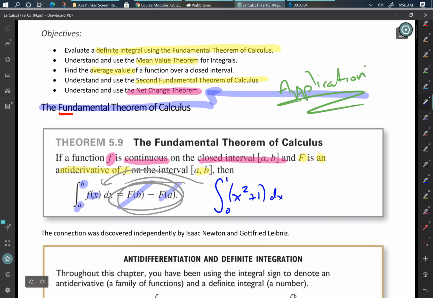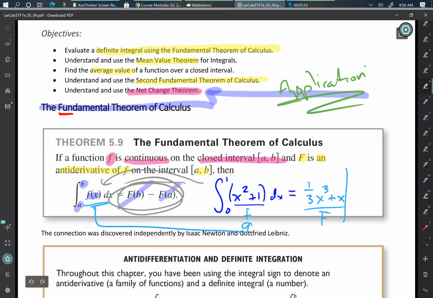Now, when we did this last time, what we had to do is find a summation limit. But this time all I have to do is say, okay, well, that's going to stand for the little f in this definition. Tell me what big F is. Well, big F is going to be 1/3 x cubed plus x. And then this is now going to be the big F in this definition.